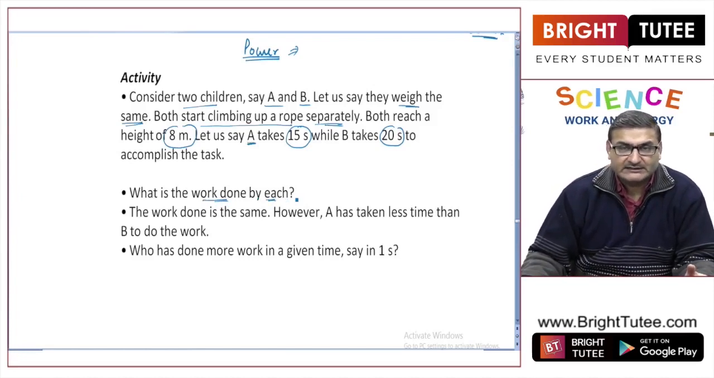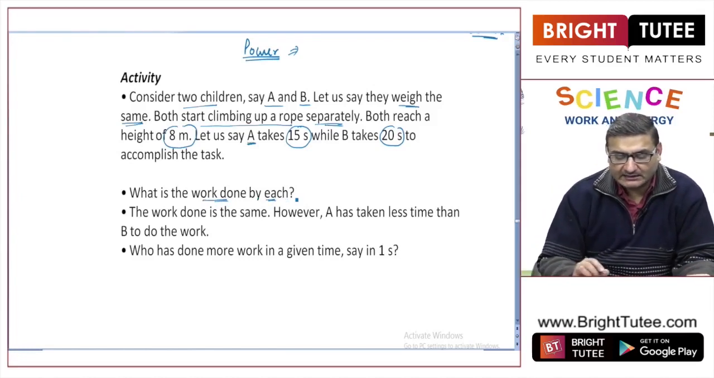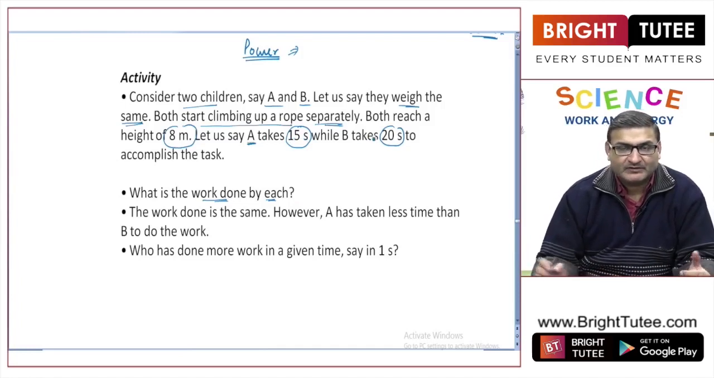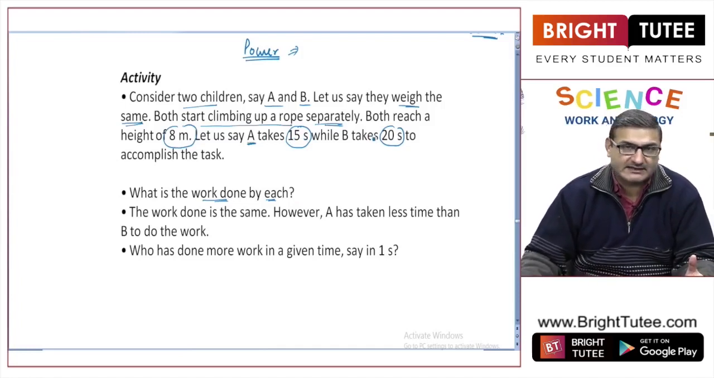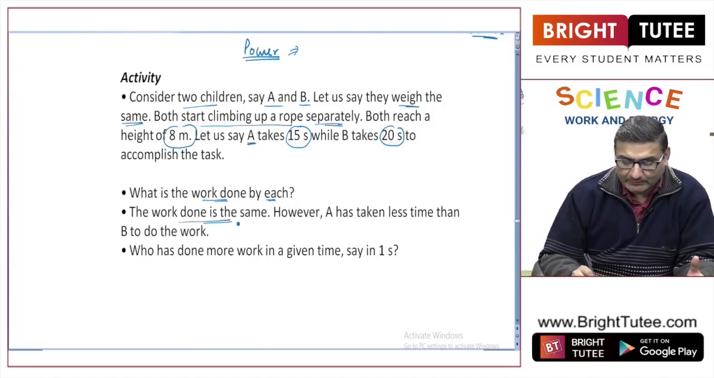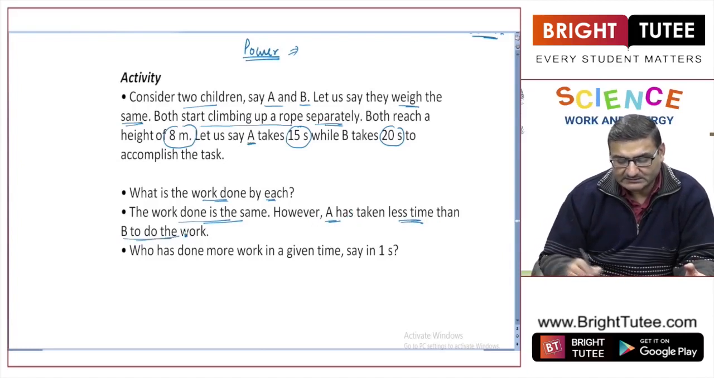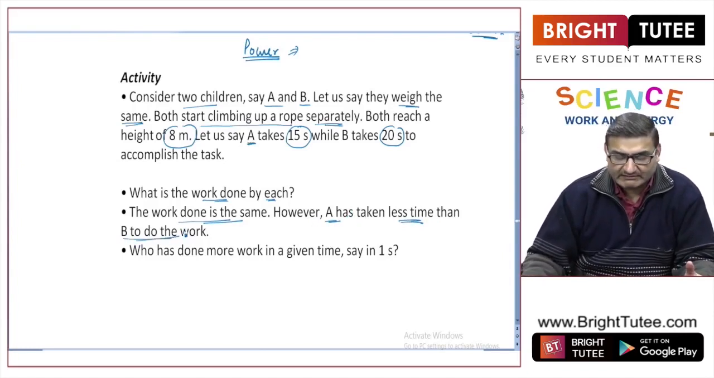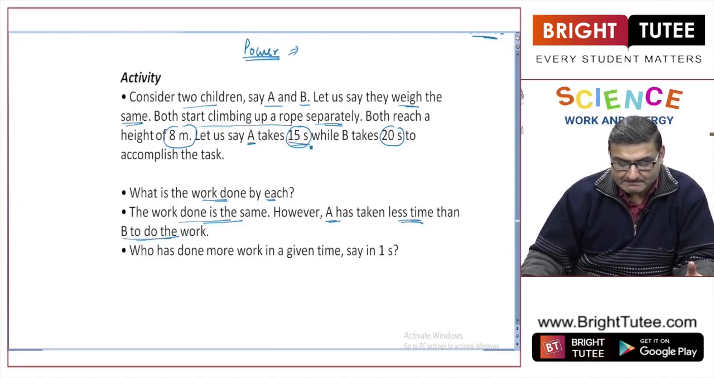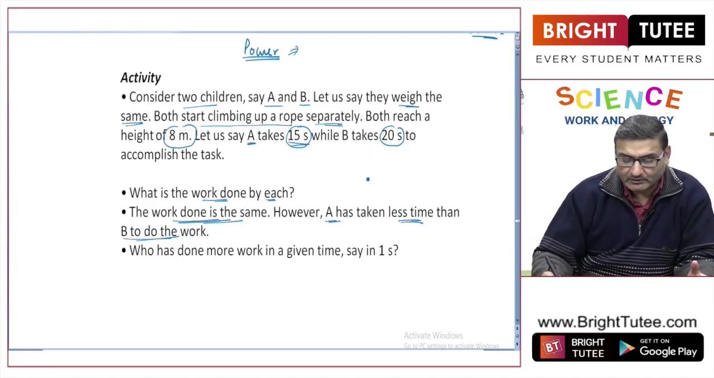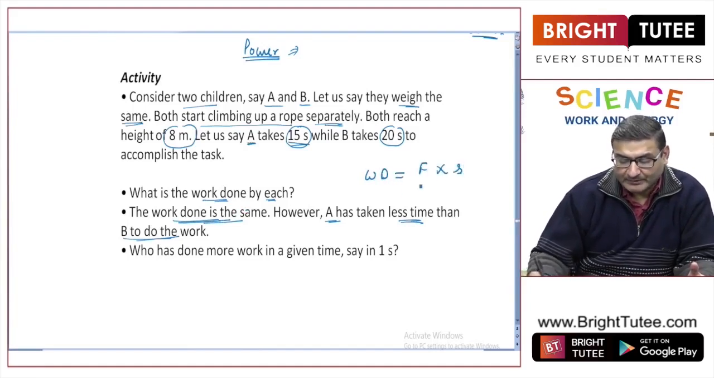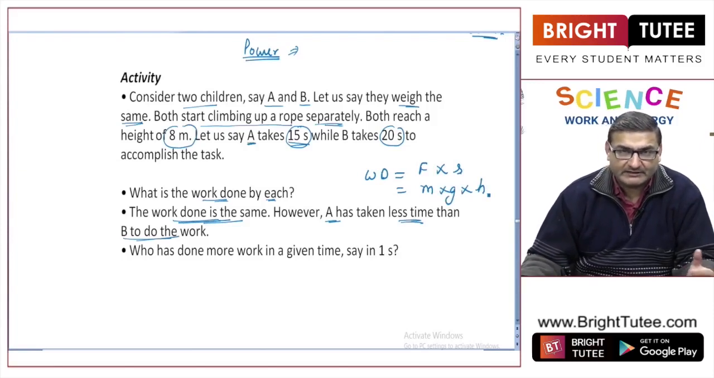The work done probably is the same, even though they are taking different times, because the height which they are achieving is the same. But A has taken less time as compared to B to do that work. He has taken 15 seconds. Now why is the work done the same? Because work done is equal to F into S, and F is equal to m into g, and S can be taken as h. This we have learned in the earlier topics.